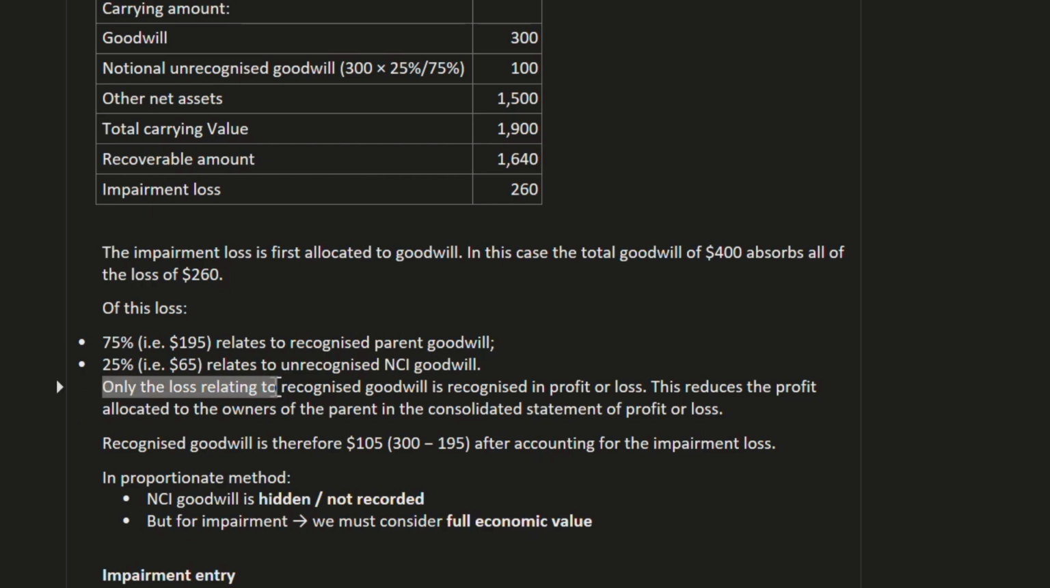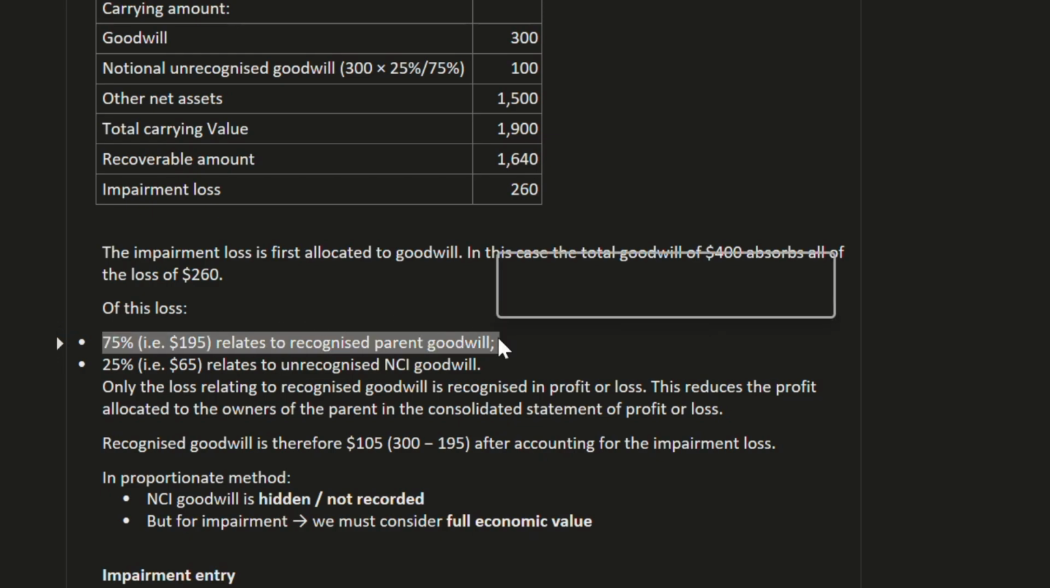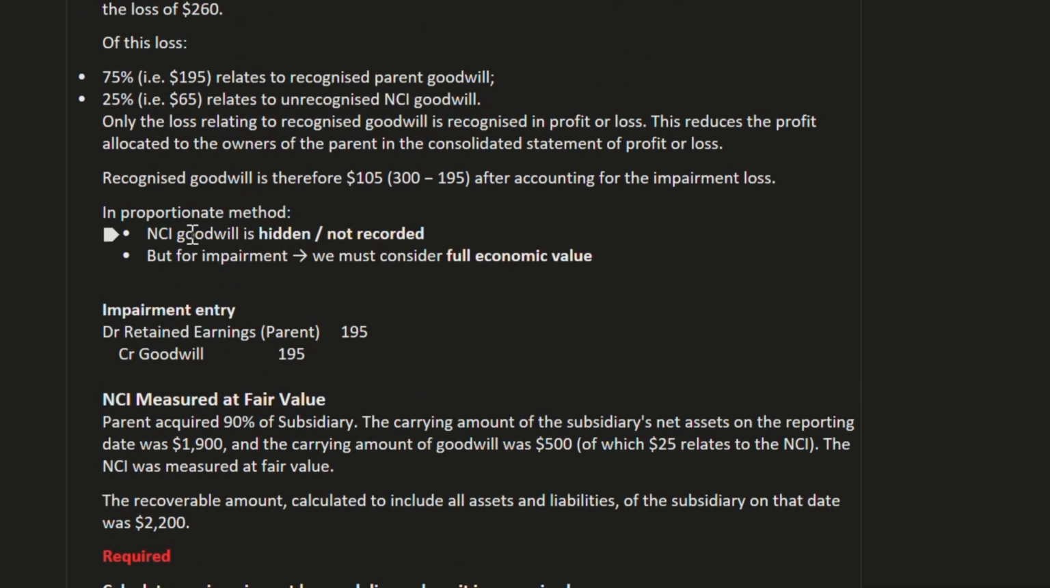Only the loss relating to the recognized goodwill is recognized in the profit or loss. So this 75% recognized parent goodwill will be recorded in the P&L. The 25% related to unrecognized NCI goodwill will not be recorded. This will be ignored. This is an important point. This reduces the profit allocated to the owners of the parent in the consolidated statement of profit or loss. Now, recognized goodwill is therefore 105. 300 minus 195, 105 will be the recognized goodwill after accounting for the impairment loss.